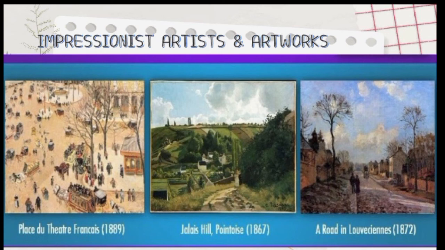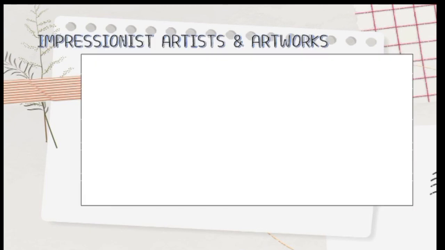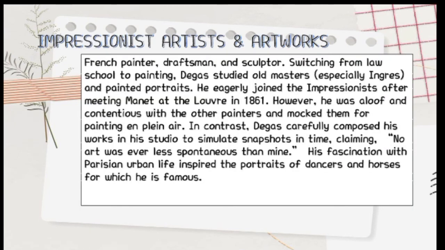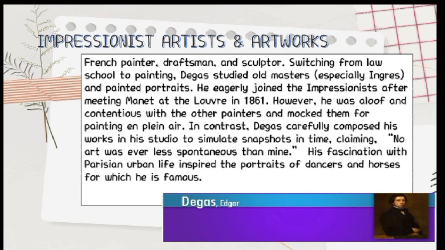The next Impressionist artist and artworks: Edgar Degas, French painter, draftsman, and sculptor. Switching from law school to painting, Degas studied old masters, especially Ingres, and painted portraits. He eagerly joined the Impressionists after meeting Manet at the Louvre in 1861. However, he was aloof and contentious with the other painters and mocked them for painting in plein air.